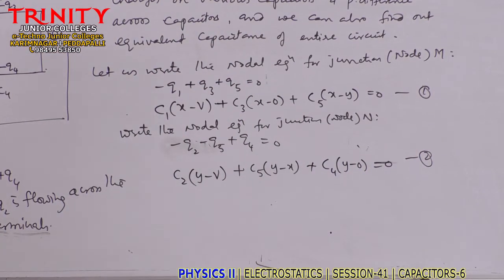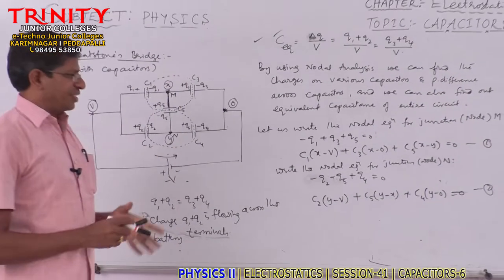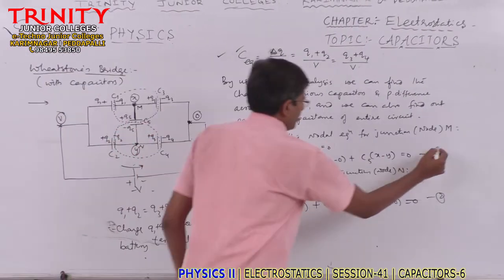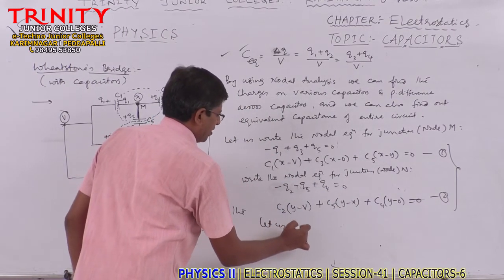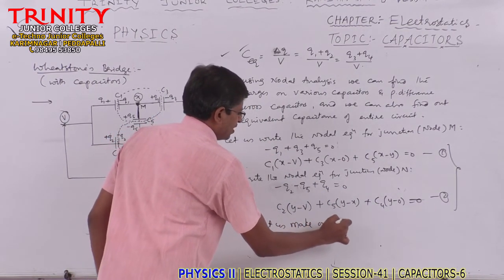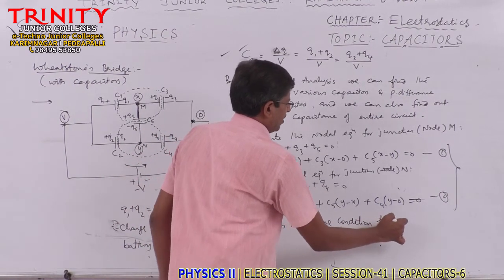Now here comes the Wheatstone bridge. The condition for the Wheatstone bridge, from these two equations, one important condition is, let us apply some condition. Let us make one condition, that is if X equal to Y.